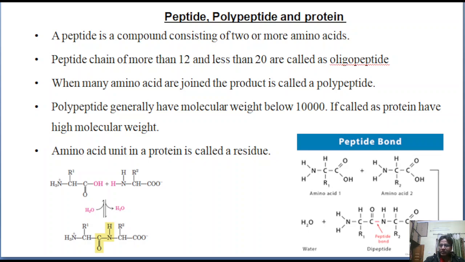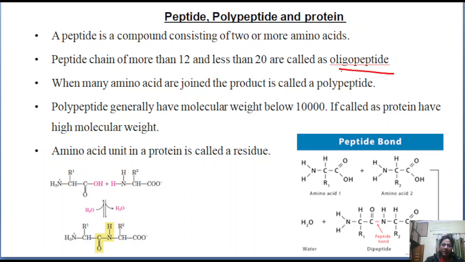Now, as we have discussed, amino acids are linked to one another by a bond known as a peptide bond. A peptide is a compound consisting of two or more amino acids. If there is a peptide chain of more than 12 amino acids and less than 20, then we call it an oligopeptide.